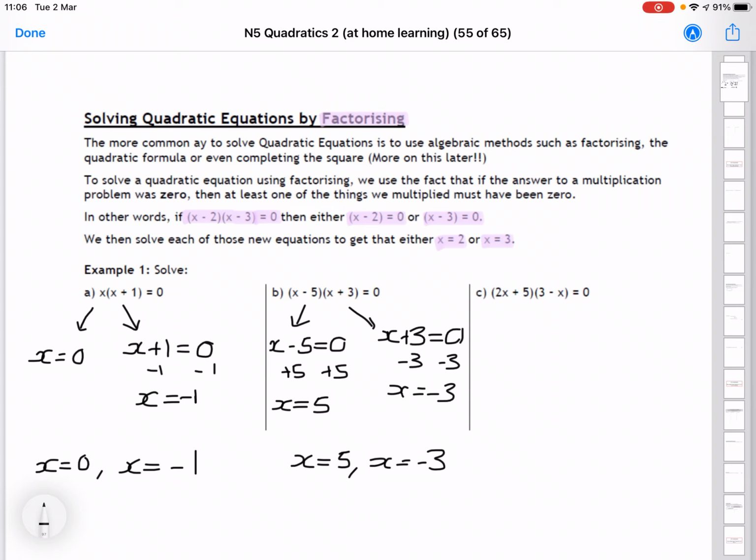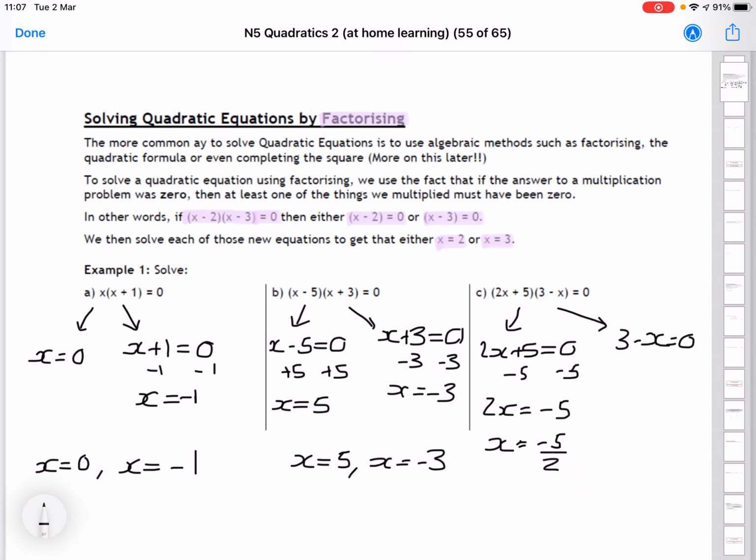The last example here, again, is double brackets. So we have 2x plus 5 bracket 3 minus x equals 0. Either the first bracket, 2x plus 5, is 0, or that second bracket, 3 minus x, equals 0. So let's solve each of these. We would take away 5 from both sides first for this one, so we get 2x equals minus 5, and then we would divide both sides by 2. So x equals minus 5 over 2.